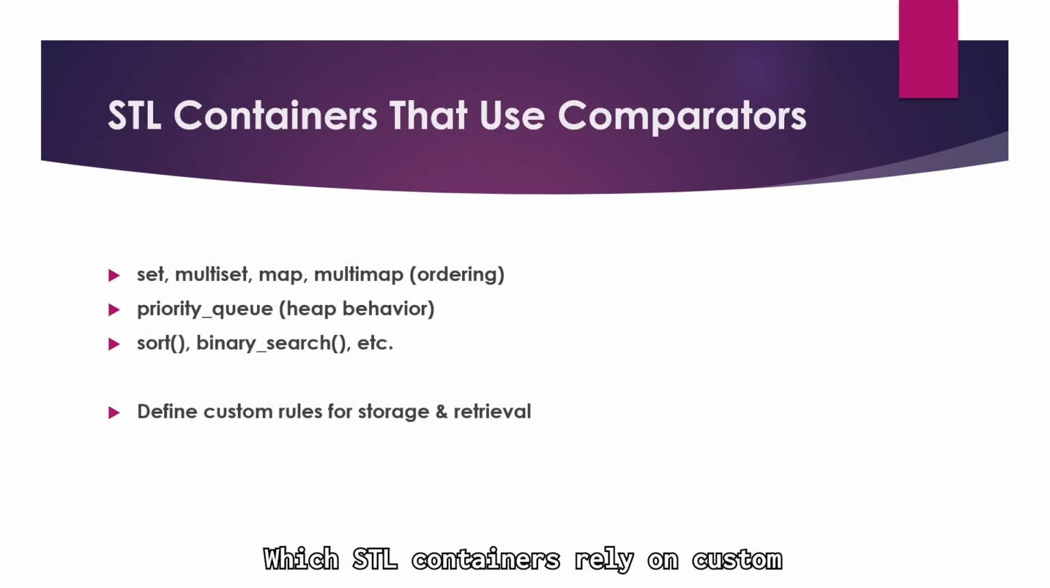Which STL containers rely on custom comparators? Primarily the associative containers, set and multiset. These containers use comparators to determine the order of elements. Map and multimap: the keys in these containers are sorted based on a comparator. Priority queue: this container manages elements in a heap, and custom comparators can change the heap's ordering. On top of containers, many STL algorithms also use comparators, for example, sort, binary search, lower bound, and equal range. All rely on comparators when they are provided. Custom comparators enable fine-tuned control over these algorithms' behavior.